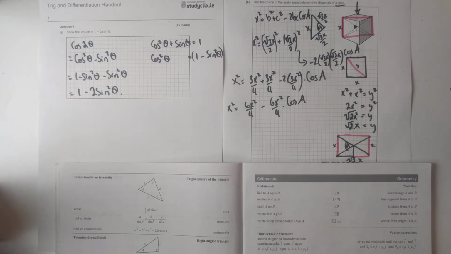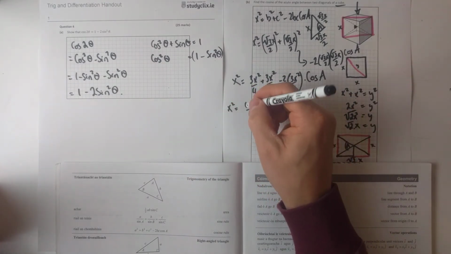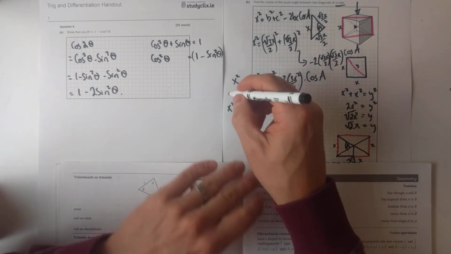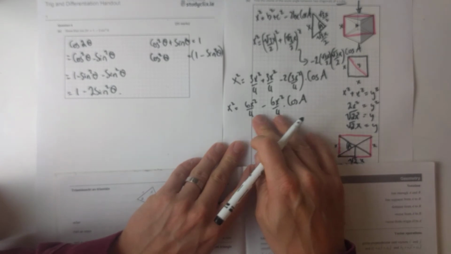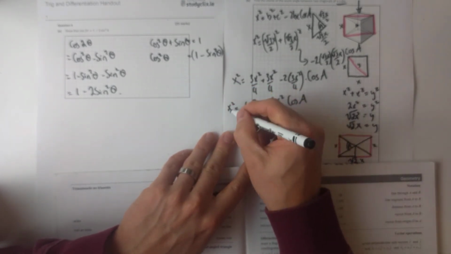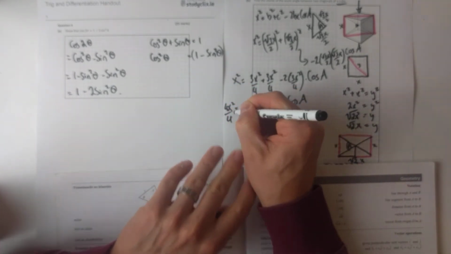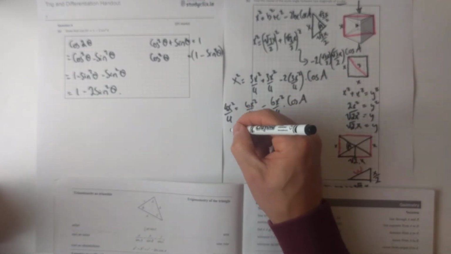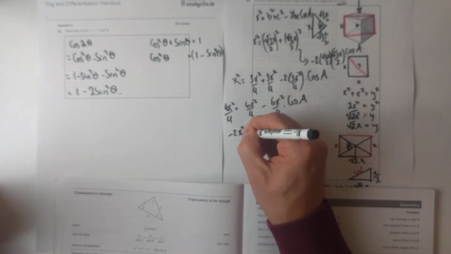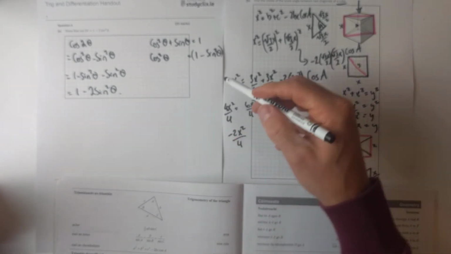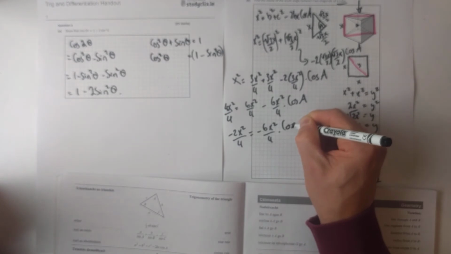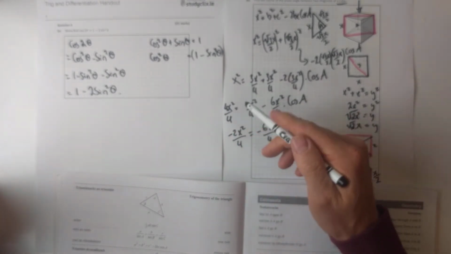So x squared minus, I'm going to just keep everything in 4s actually. So x squared is the same as 4x squared over 4. So 4x squared over 4 minus 6x squared over 4 is going to give you minus 2x squared over 4. So when this comes over, you can subtract it away from that, you're left with this, and it's equal to minus 6x squared over 4 by cos A. That gets rid of your minus signs.